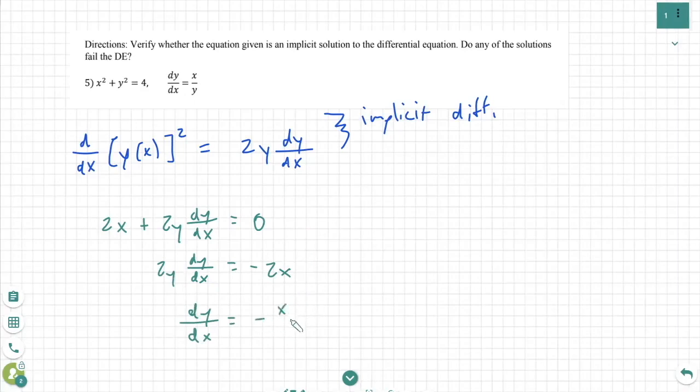What does that tell you then? This function is not a solution to this differential equation. The solution would be if you had a negative, x squared minus y squared would be a solution, but not x squared plus y squared. Does that make sense? So this does not equal x over y, so it's not a solution.